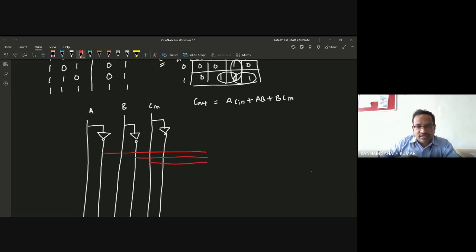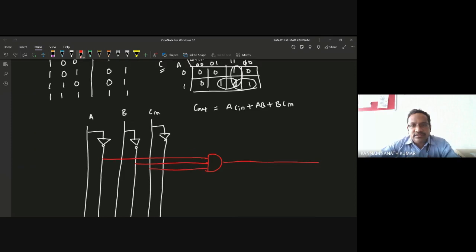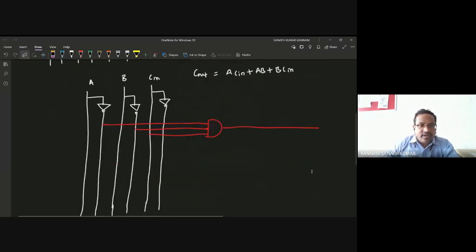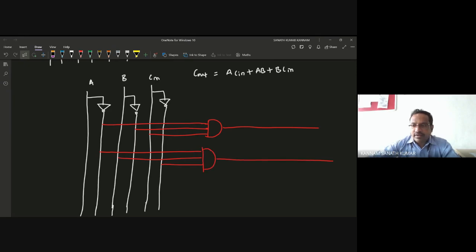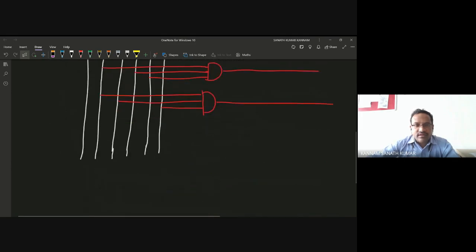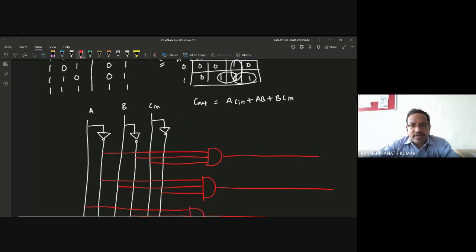This is connected with an AND gate. Here you are getting that. And next A bar B C in bar. This is connected with an AND gate. And next A B bar C in. Here this is A, and next B bar C in. This is connected with an AND gate. So you can extend this.